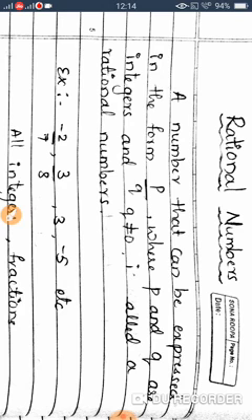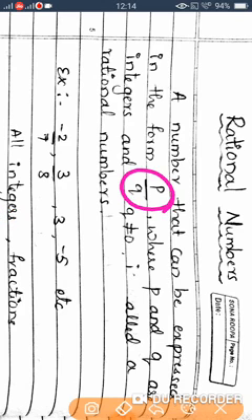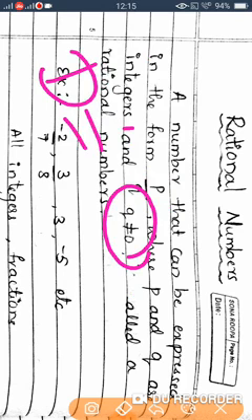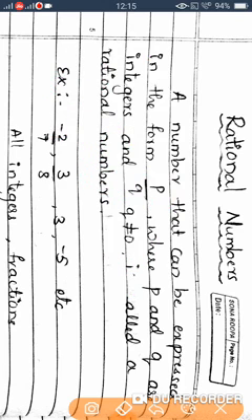Rational numbers are nothing but numbers that can be expressed in the form of p by q, where p and q are integers, maybe negative, maybe positive, or maybe 0. But there is a condition, q is not equal to 0. That means the denominator should not be 0, because it doesn't have a meaning. So it is called a rational number.